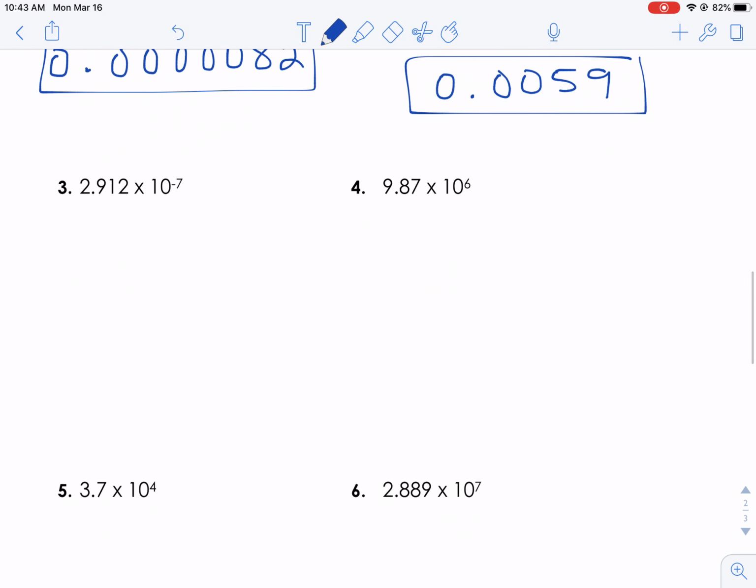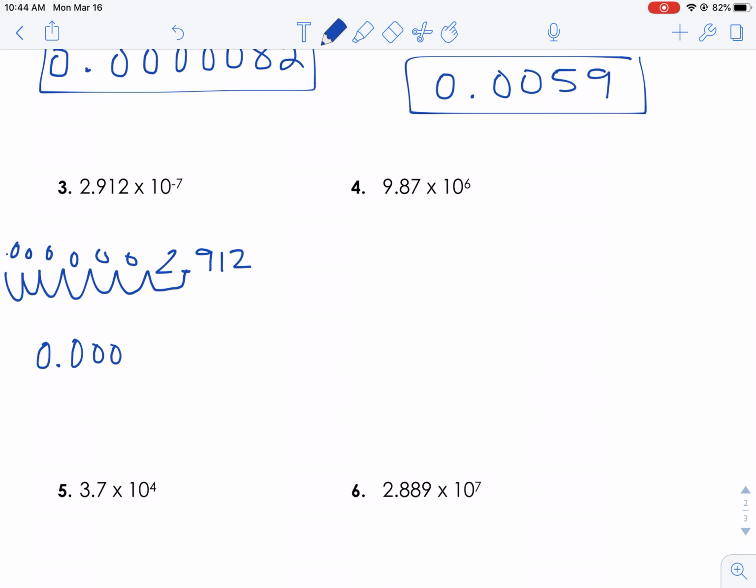Number 3, we have another small number, 2.912 times 10 to the negative 7th. So we're going to start with that 2.912, move our decimal 7 times to the left. So 1, 2, 3, 4, 5, 6, 7. We'd fill in 6 zeros. So our number would be 0.0000002912.